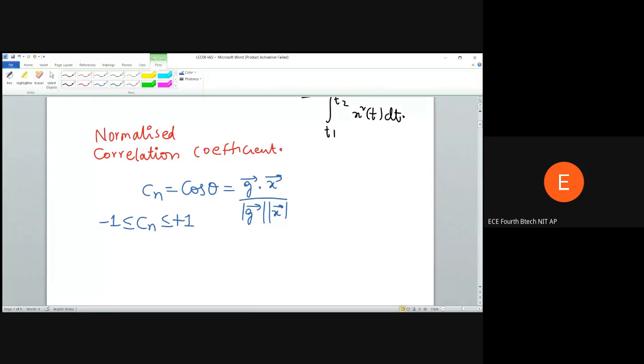So the normalized correlation coefficient is defined something like this. I think someone has joined. Let me check it out.